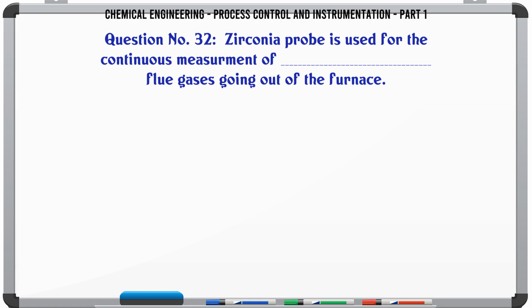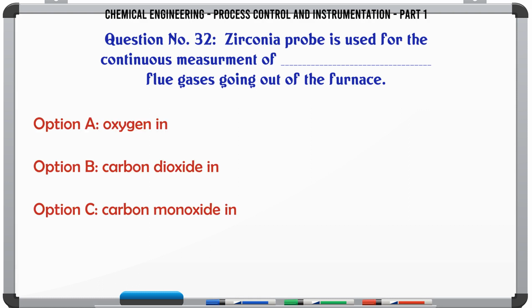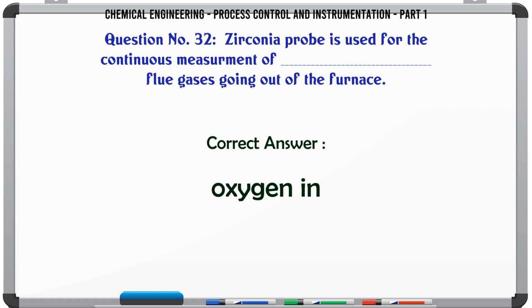Zirconia probe is used for the continuous measurement of _____ in flue gases going out of the furnace. A. Oxygen. B. Carbon dioxide. C. Carbon monoxide. D. Temperature. The correct answer is oxygen.